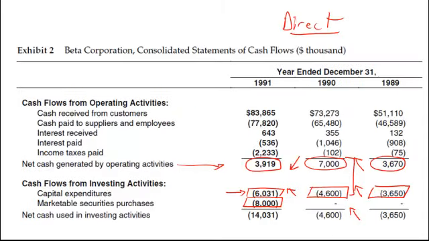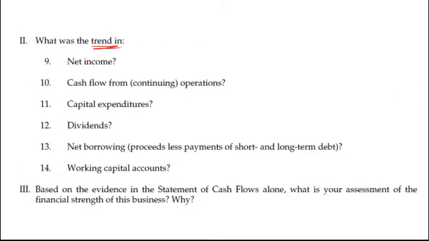We're moving to the next trend, and it has to do with dividends. We already answered that there are no dividends for Beta Corporation. If there were dividends, we would look for them under financing activities. And then we need to answer what happened to our net borrowing. For our net borrowing, we would look for the information under financing.